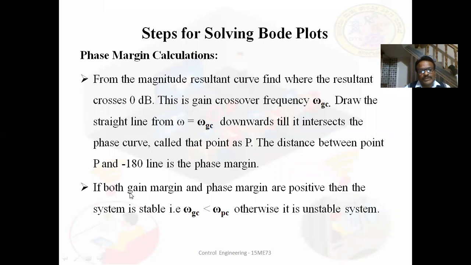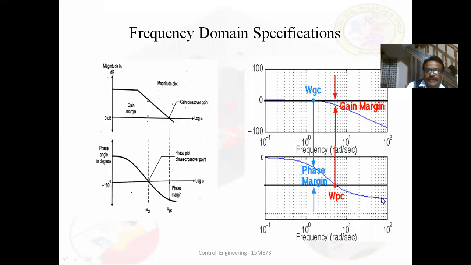If both gain margin and phase margin are positive, then the system is stable. That is, the gain crossover frequency is less than the phase crossover frequency. Otherwise, it is unstable. So by knowing the gain margin, phase margin, gain crossover frequency and phase crossover frequency, we can identify whether the system is stable or unstable.